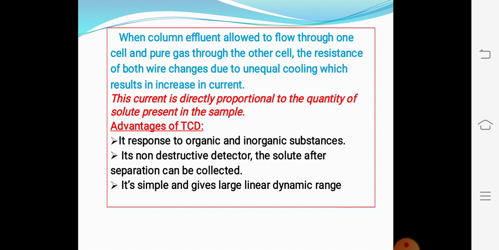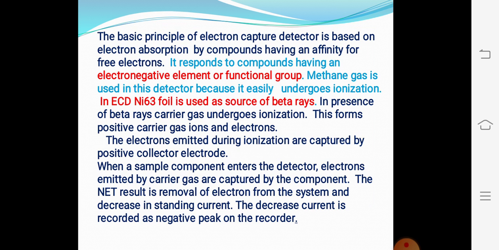There are many advantages of this thermal conductivity detector. The first advantage is that it responds to organic and inorganic substances. Second, it's a non-destructive detector, so the solute after separation can be collected. And third, it's simple and gives a large linear dynamic range.